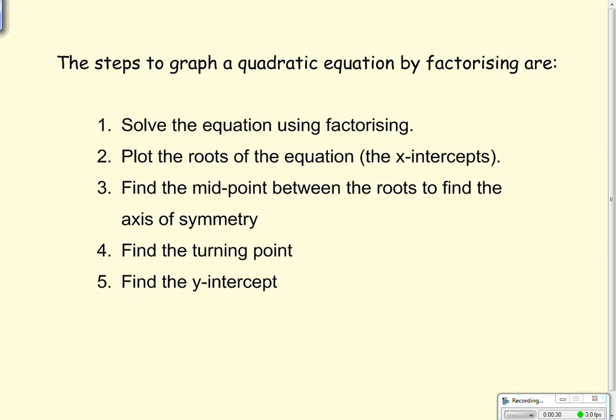So, what I'm going to do is give you the steps. If you follow these steps, you should be able to do it every time correctly. So the first thing you need to do is solve the equation using factorizing. What that does is it gives you the roots of the equation. That's where they cross the x-axis. So you need to plot those roots. That's the second point. Third, you need to find the midpoint between the roots. That gives you your line of symmetry, or your axis of symmetry. From that, you can find your turning point, and then you need to plot your y-intercept. Join them all together and you've got your graph.